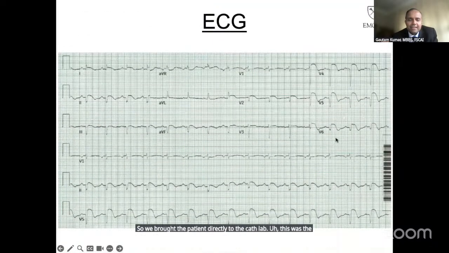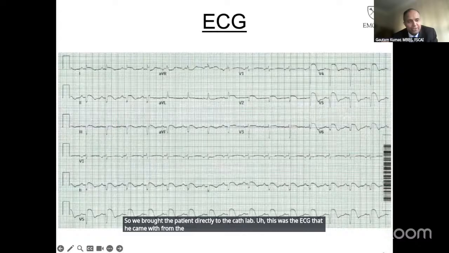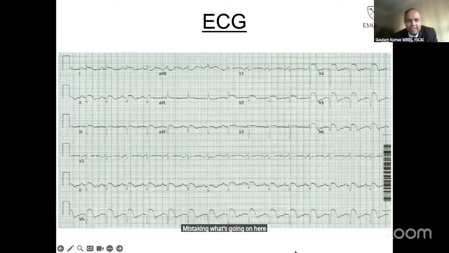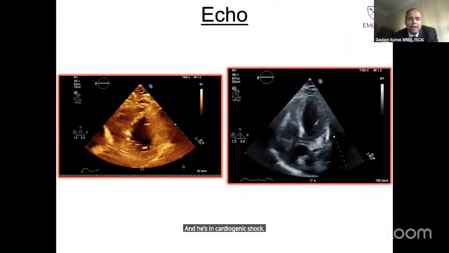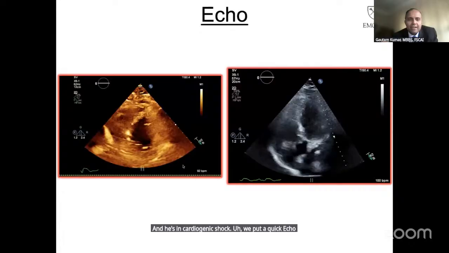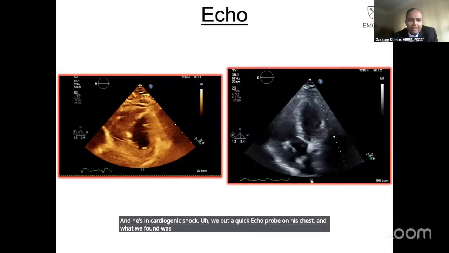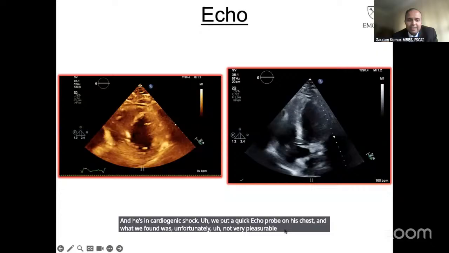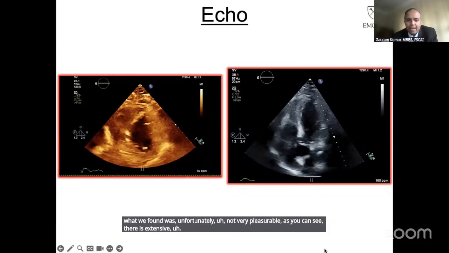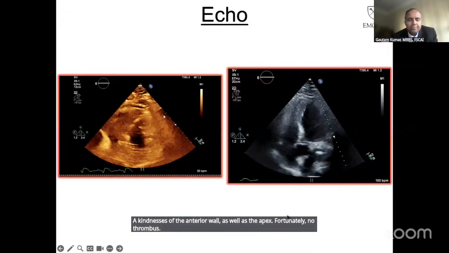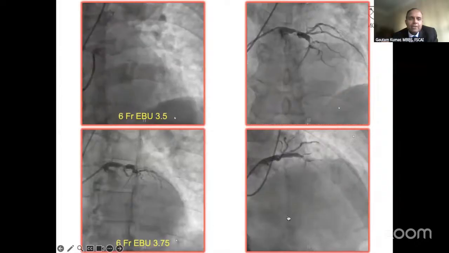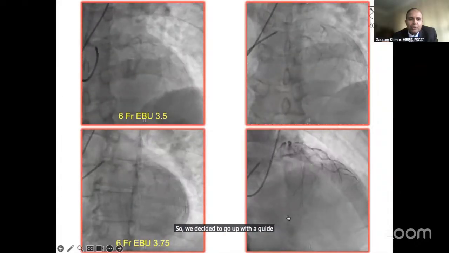This was the ECG that he came with from the other center. And there's no mistaking what's going on here. The Q waves indicate that some of this is late in the process, but he's still having ongoing chest pain and he's in cardiogenic shock. We put a quick echo probe on his chest, and what we found was unfortunately not very pleasurable. As you can see, there is extensive akinesis of the anterior wall as well as the apex. Fortunately, no thrombus. So we decided to go up with a guide and see what we can do.